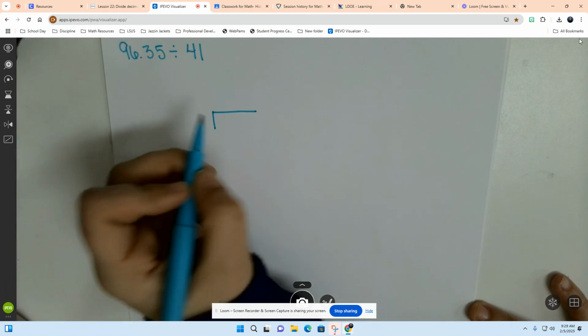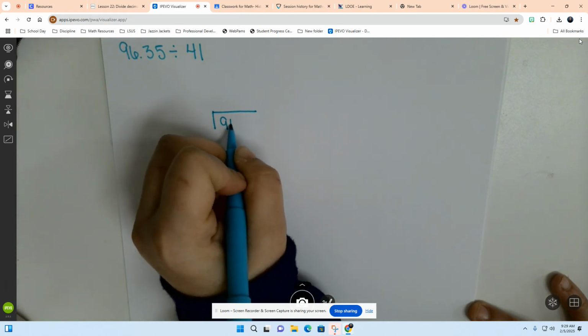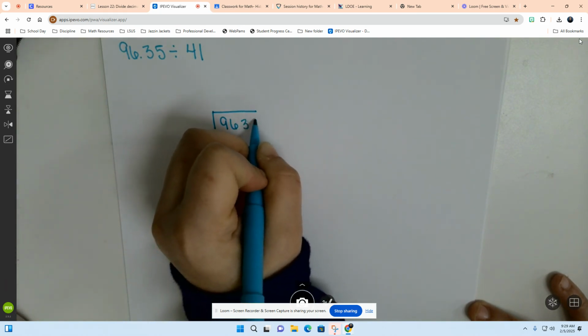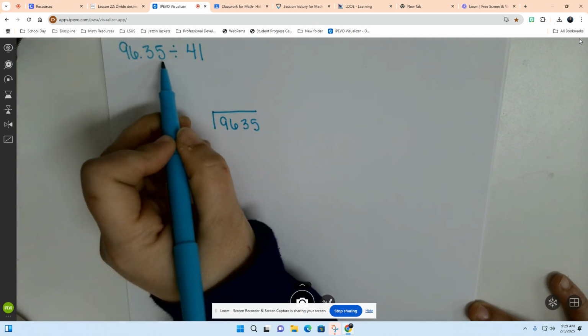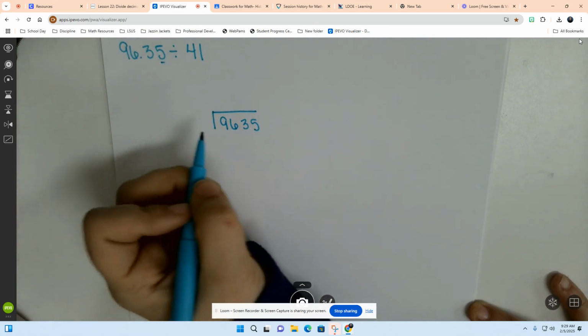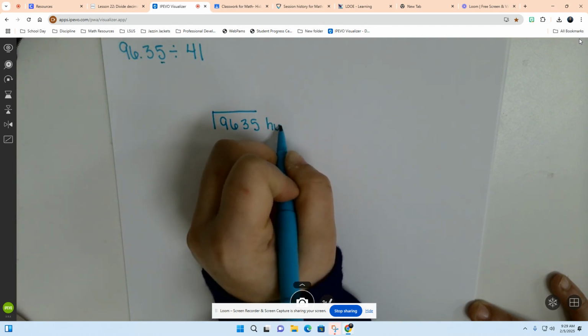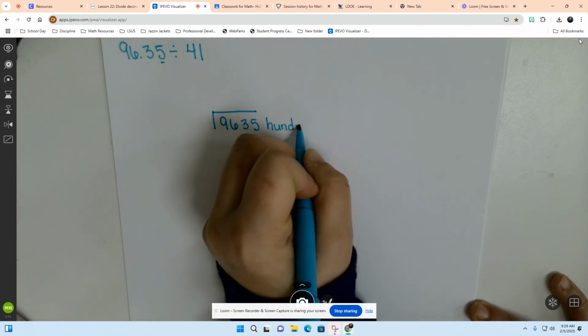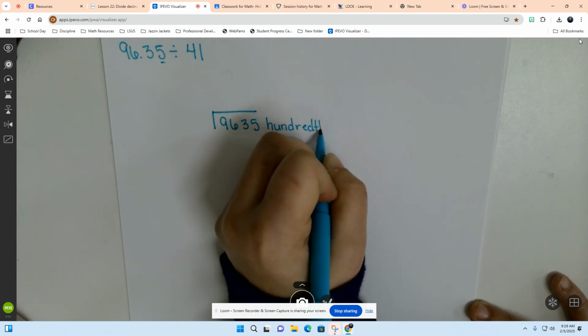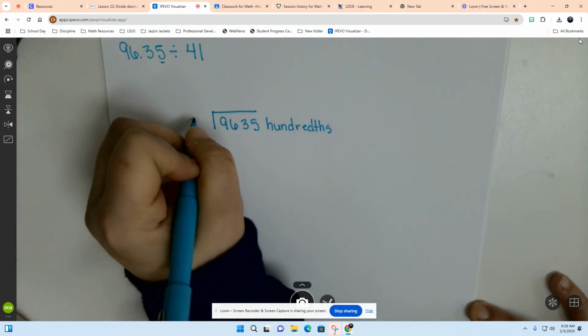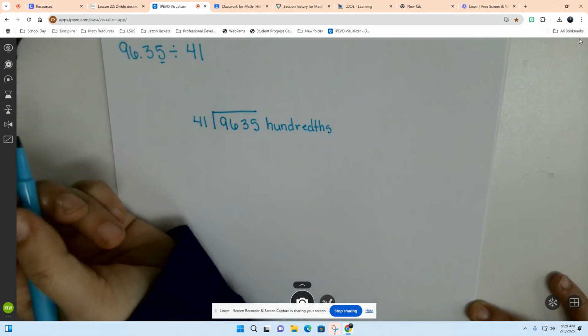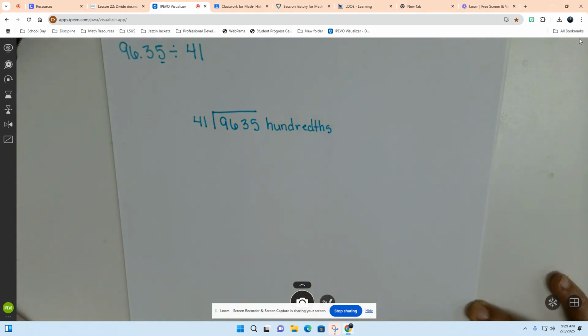9,635. Okay, why hundredths? Because the lowest place value is hundredths. It's that smallest unit right here, okay? So 9,635 hundredths divided by 41. What should I do now? What's next?